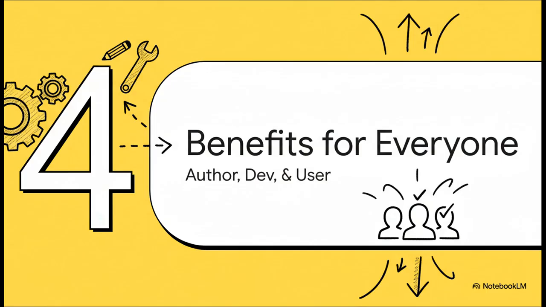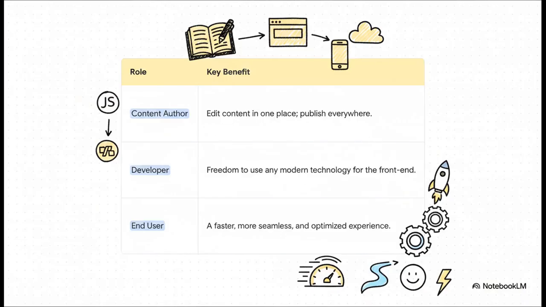Now, this whole idea of separating things isn't just a cool trick for developers. It fundamentally improves the workflow and the final product for every single person who touches the project. Seriously, this completely changes how teams work together. The content author gets to manage one central library of content. They publish once, and it updates everywhere at the same time. The developer? They get total freedom to use the best, fastest, most modern tools to build any kind of head they want. And the end user? They just get what we all want: a lightning-fast, seamless experience no matter what device they're on.